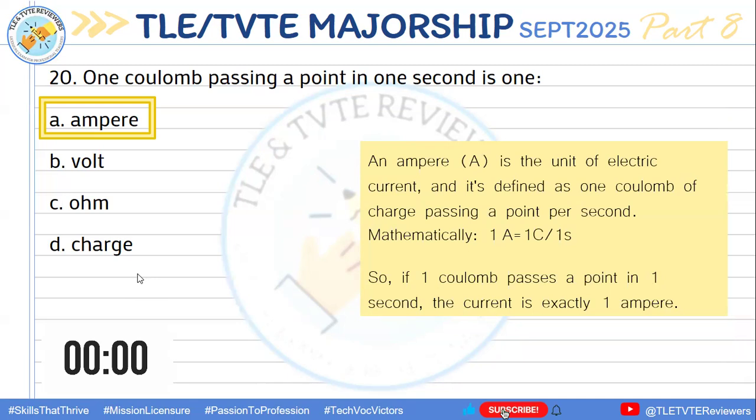So if 1 coulomb passes a point in 1 second, the current is exactly 1 ampere. For letter B, volt. A volt is a unit of electric potential, or voltage, not current. Letter C, ohm, is the unit of electrical resistance. And letter D, charge. Charge is measured in coulombs, not in coulombs per second. So the question is asking for the unit of current, not charge. So answer letter A, ampere.